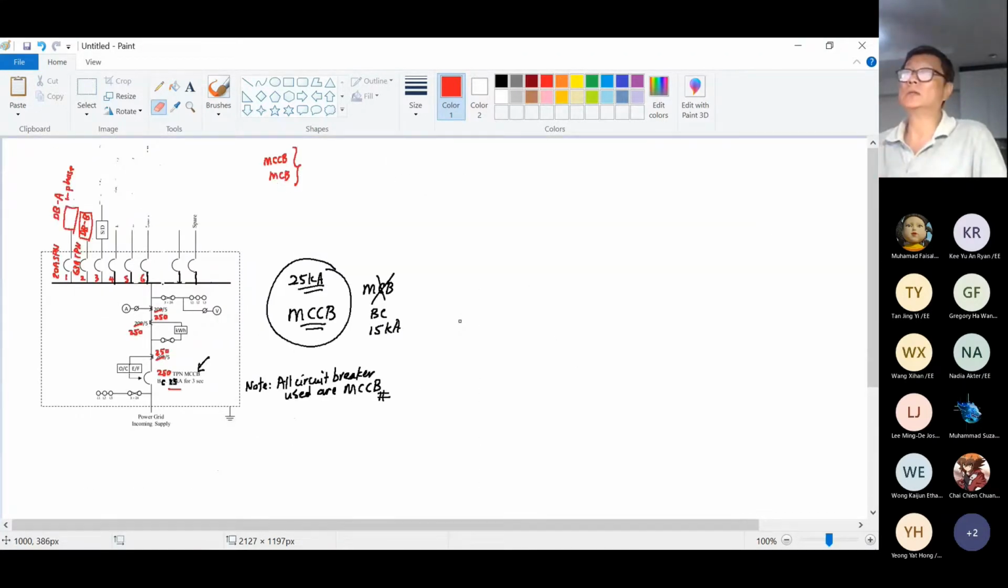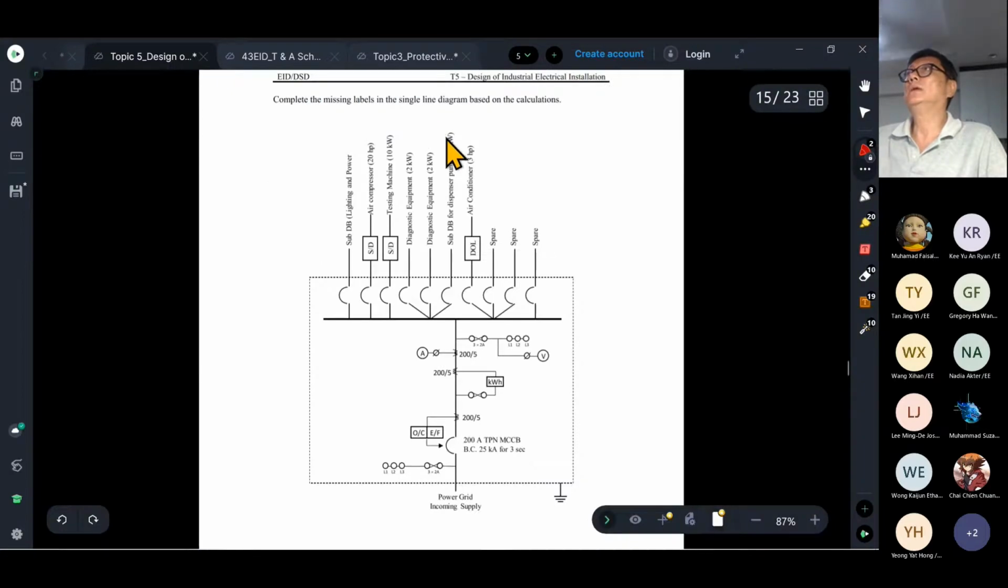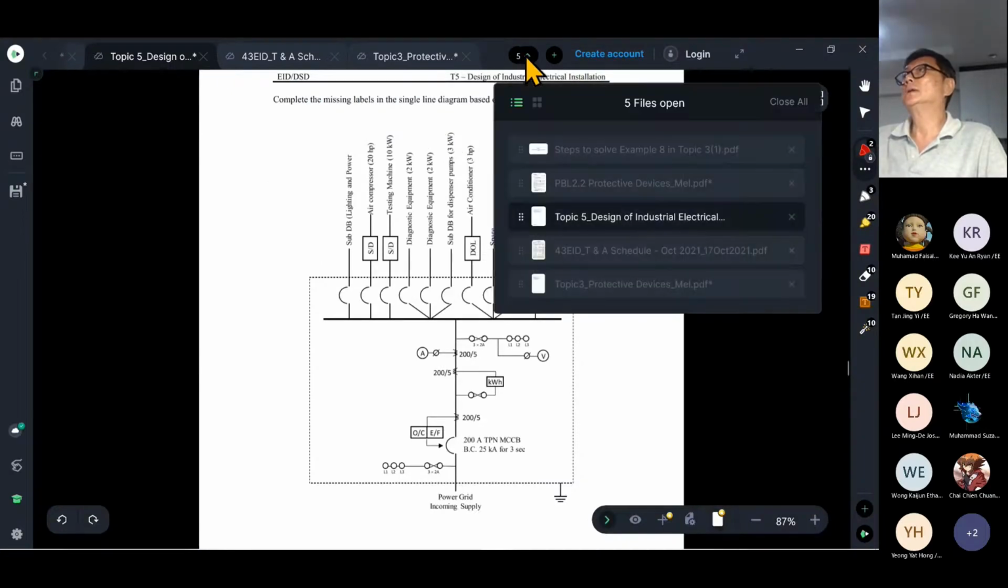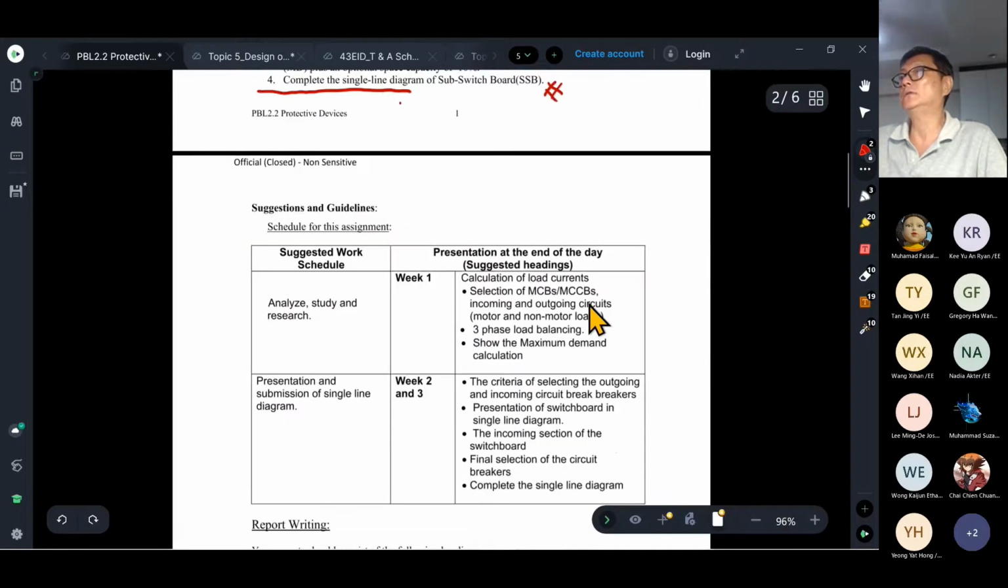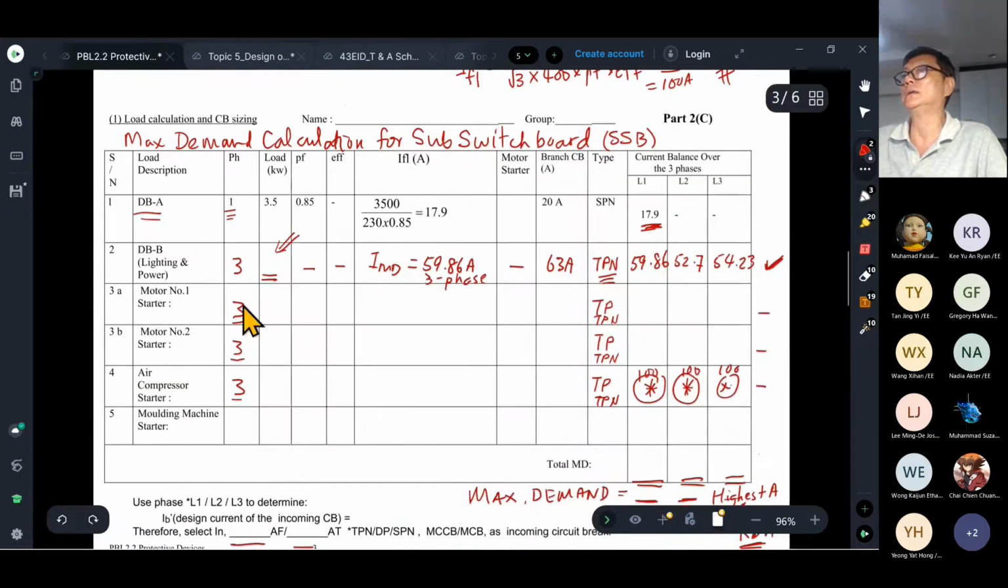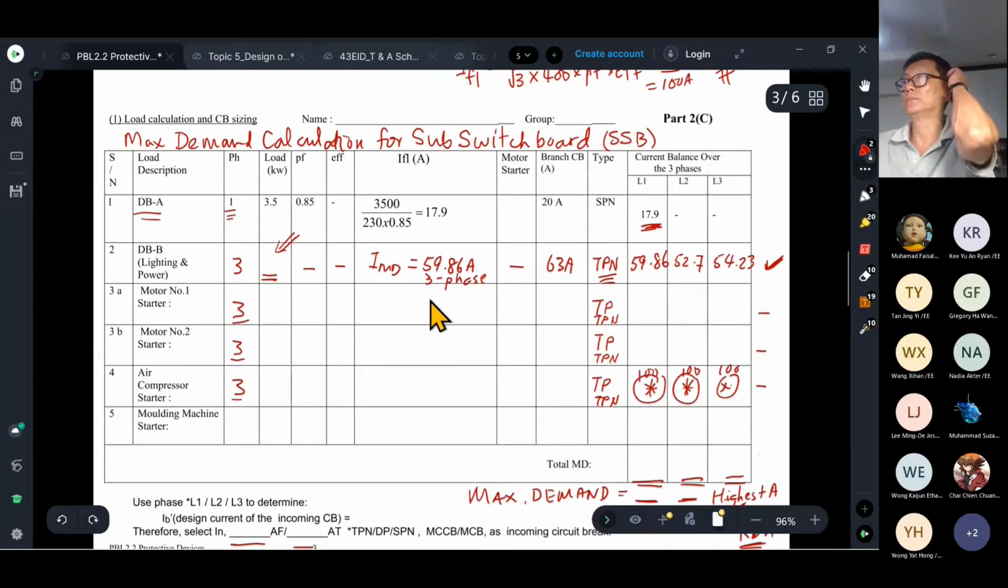Anybody got any final question about how to draw the single line diagram? So after you have done the calculation and the single line diagram, right? Now, if you go back to PBL 2.2, PBL 2.2 has a nice table. You can fill in all the information you need using the table. Same thing. You just fill in all this information. Make sure you submit this back together with your PBL 2.2 submission.